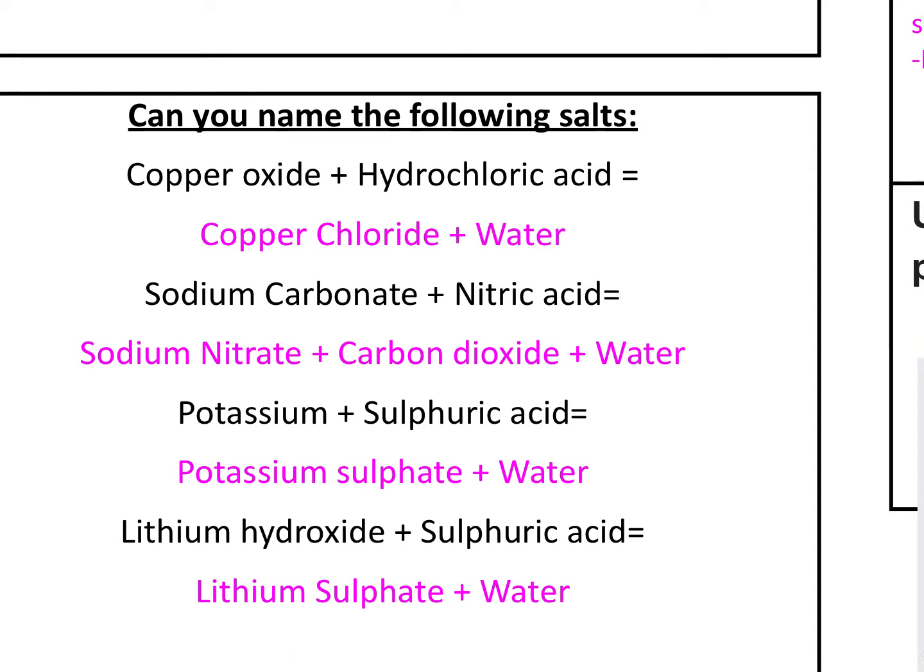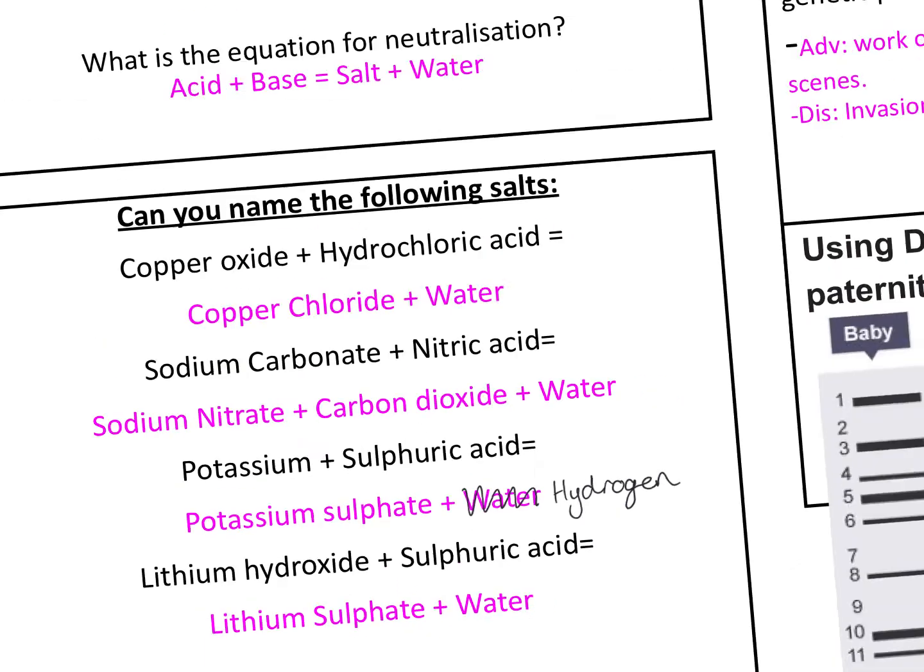Same kind of thing then. That's the acid, so it's going to be nitrate. Sodium's the first name, carbon dioxide plus water, okay? Potassium then plus sulfuric acid will give you potassium sulfate plus water, okay? That actually should be plus hydrogen. And then this one, lithium hydroxide plus sulfuric acid, will give you lithium sulfate plus water.